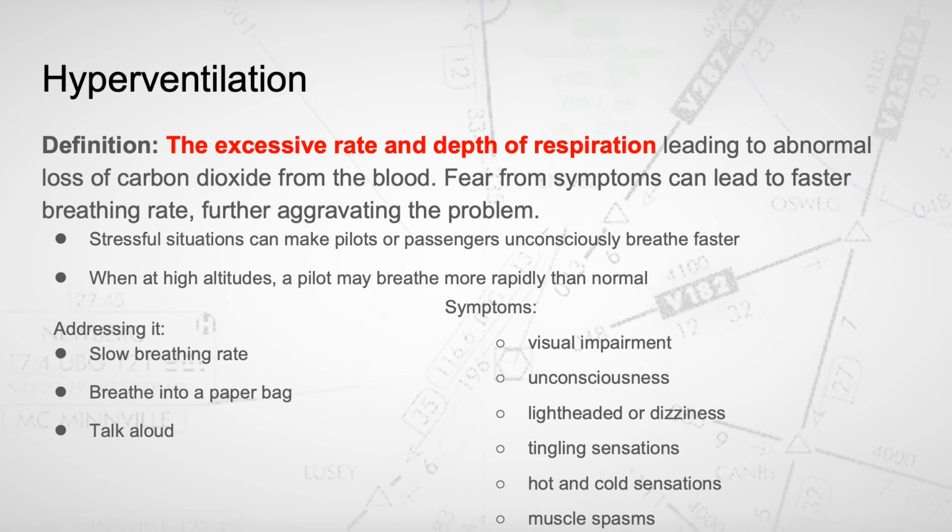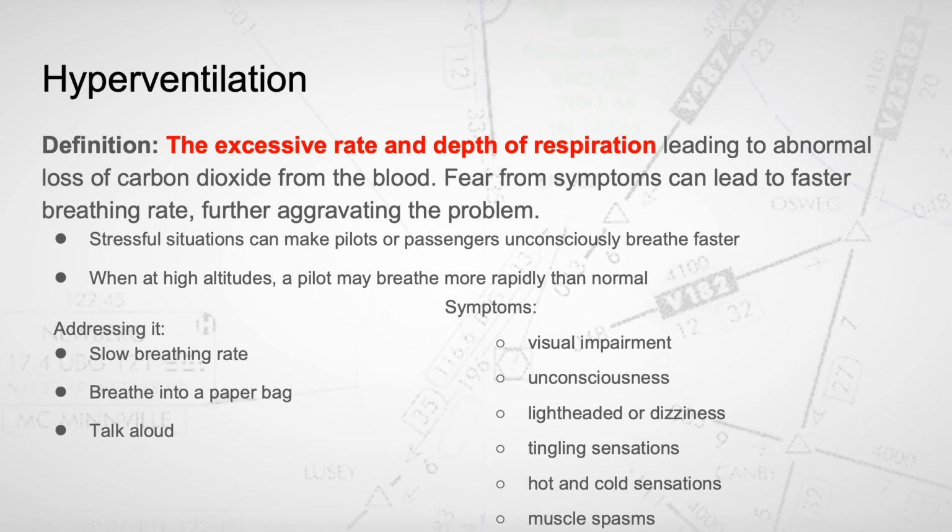Hyperventilation is the excessive rate and depth of respiration. It raises the blood's pH value, making it more alkaline, which initiates a constriction of the blood vessels that supply the brain and prevent the transport of oxygen and other molecules necessary for the functioning of the nervous system. It can happen in flight more often because there is stress there, but also at high altitudes you may be inclined to breathe more rapidly than normal.